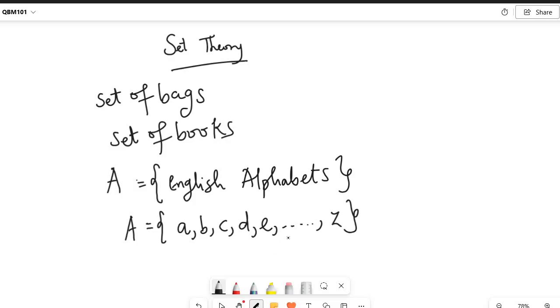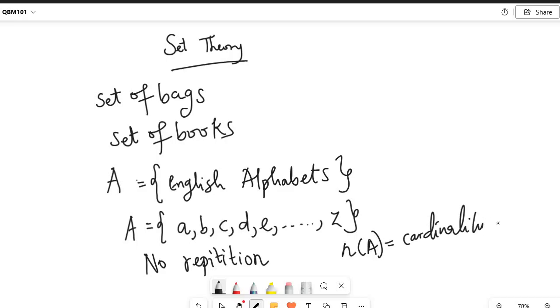Okay. Now it's important that you take note of some things. In set theory, we do not repeat items. No repetition is allowed. However, in a case where items are repeated, you must take note of the fact that the items that are repeated are not counted. So if I'm going to look at the number of items I have in this set A, which we call the cardinality of the set, I say n of A, which means the cardinality of set A.